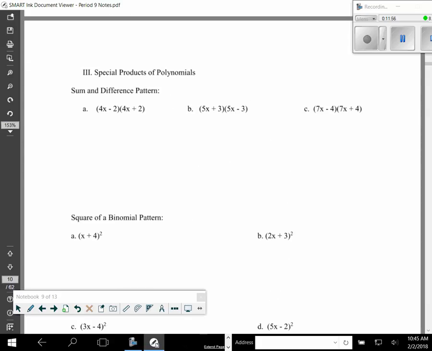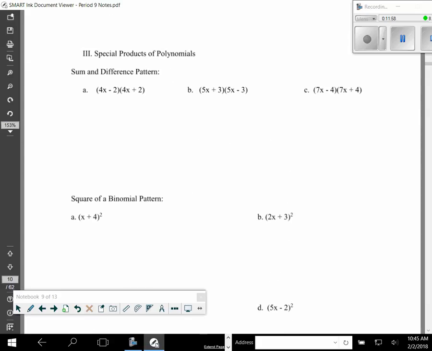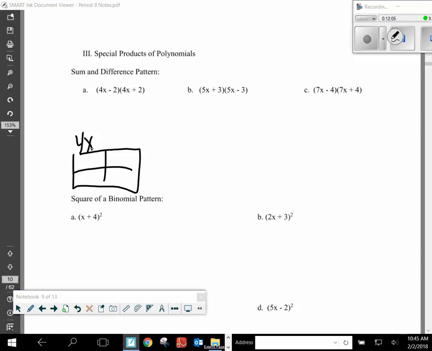Okay, so sum and difference pattern. There's nothing new here. I'm still doing the box method if I like to do these. Or some of you might be getting good enough where you can just look at them and draw these little arrows and figure them out. That's fine too. Whichever method works with you, excuse me. So 4x times 4x is 16x squared. 4x times 2 is 8x. 4x times negative 2 is negative 8x. 2 times negative 2 is negative 4.